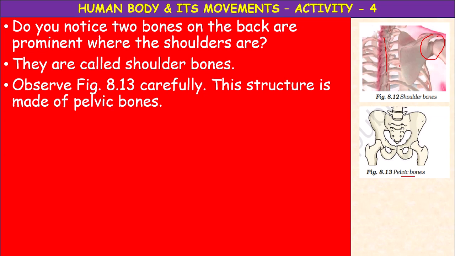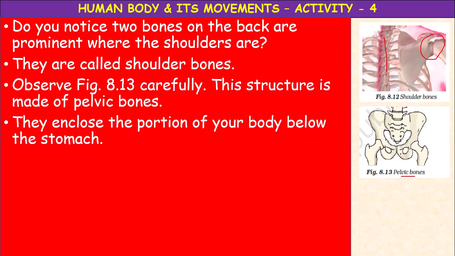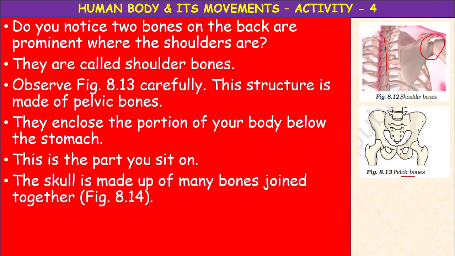Okay, sorry, here the shoulder bones are called pectoral bones. Pectoral bones form the pectoral girdle, in the shoulder region. Whereas in the hip region, pelvic bones form the pelvic girdle. They enclose the portion of your body below the stomach, the abdomen. So this is the part you sit on.